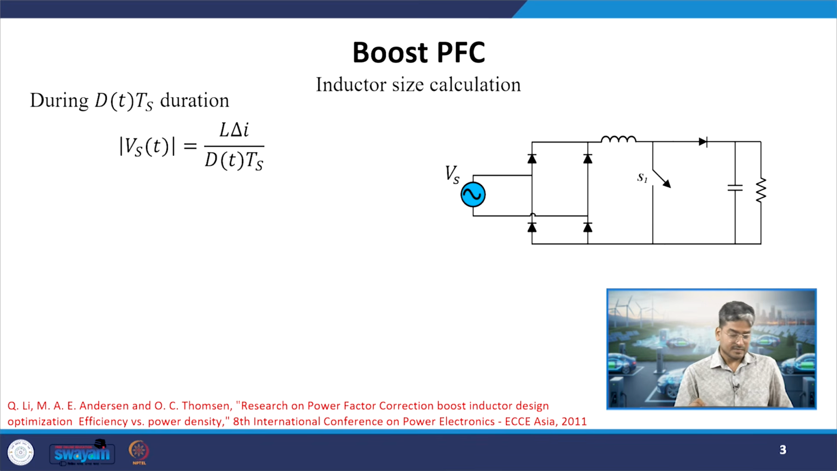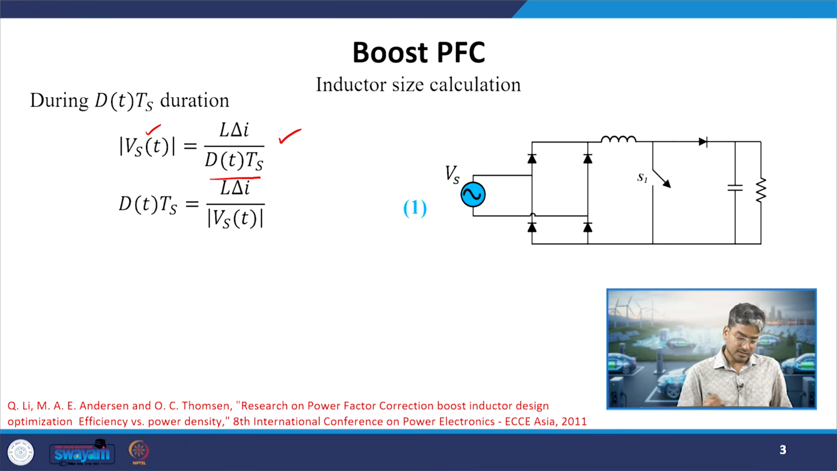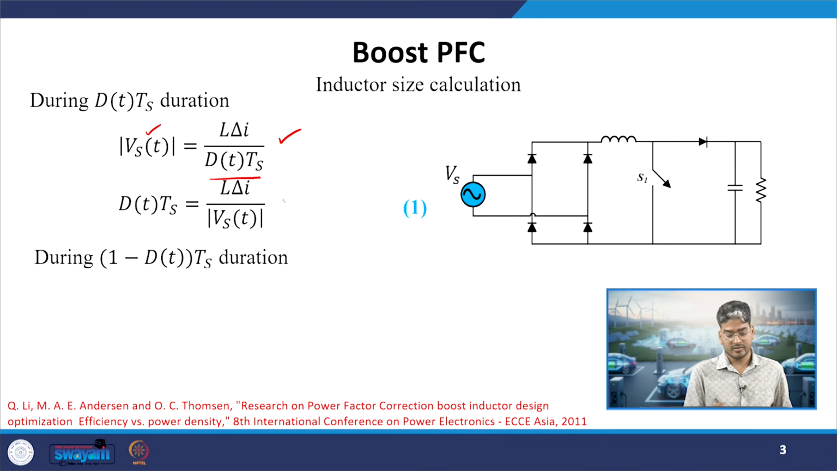What will be the voltage across the inductor when the switch is on? For how much time will the switch be on? It will be on for d into Ts. Now we have replaced d with d(t) because it is a time variable function. So d(t) into Ts will be equal to L delta I divided by the voltage applied across the inductor, |Vs|. That is what we have written, assuming that our switching frequency is very high compared to the supply frequency. Rearranging the equation, d(t) into Ts will be equal to L delta I by |Vs(t)|.